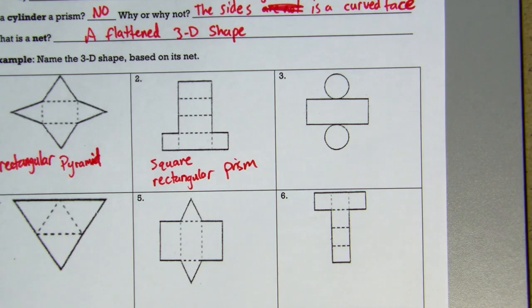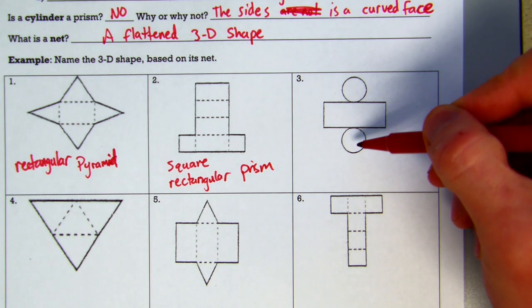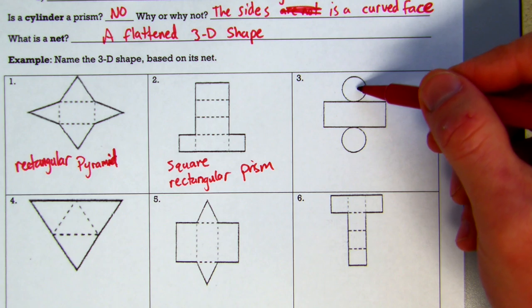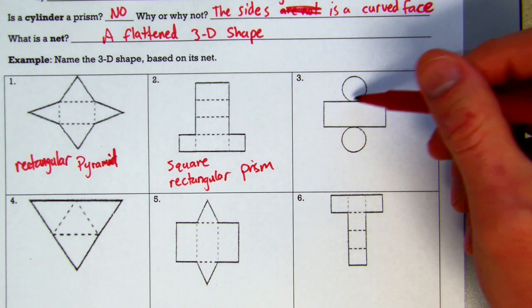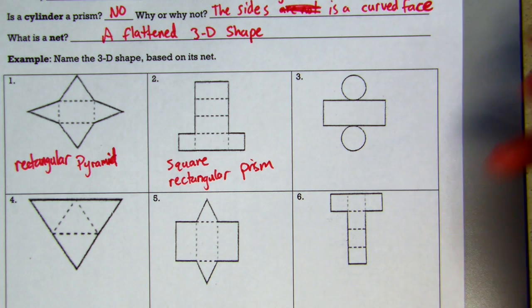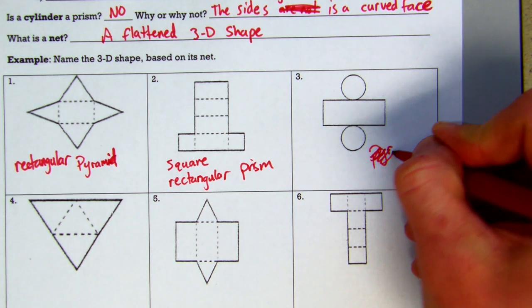All right, number 3. Looks like I have 2 circles for my bases right here. But I'm not going to call this a circular prism because it looks like this right here is going to wrap around it, and it's going to be a curved face. So this is going to be my cylinder.